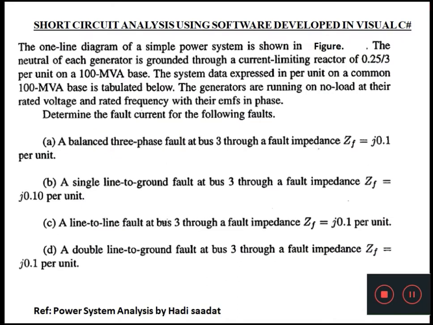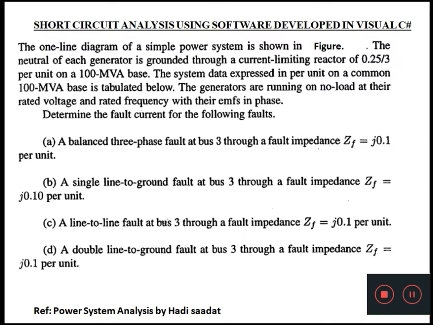In this video, I simulated a short circuit problem from the book referred here, Power System Analysis by Adi Sadat. The one line diagram of a simple power system is shown in the next slide, and the neutral of each generator is grounded through a current limiting reactor of 0.25 by 3 per unit on a 100 MVA base.